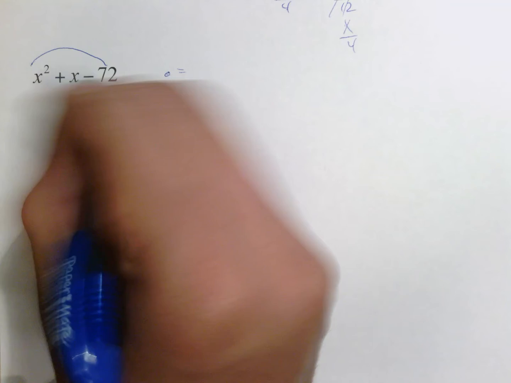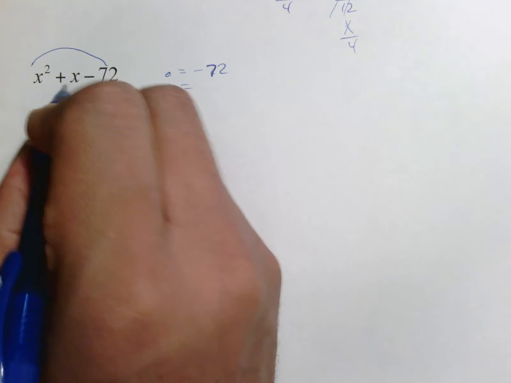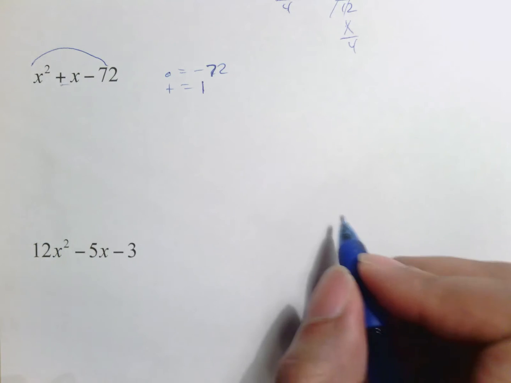When you substitute or translate this, when you get numbers that multiply to be 1 times negative 72, which is negative 72, and add to b, well, there's nothing there, so that would be a positive 1.